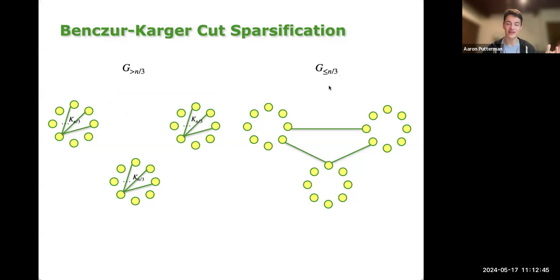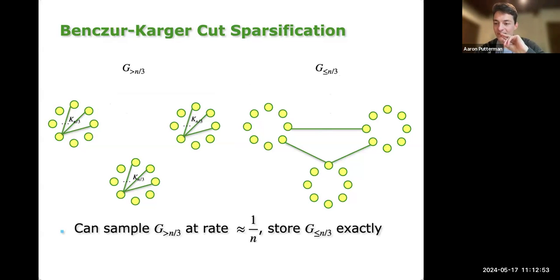This graph isn't particularly big, but here we certainly can't hope to do any kind of sampling. But in general, in this case, we could just downsample this graph on the left at rate roughly 1/n, and then just keep this graph on the right explicitly and take their union. And this would give us a sparsifier for the original graph, which has only a near linear number of edges.